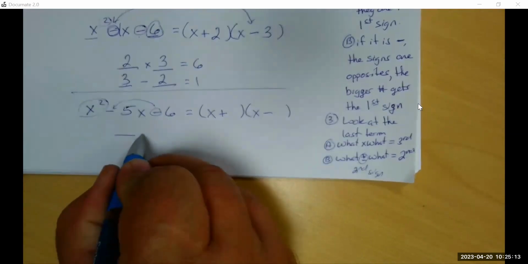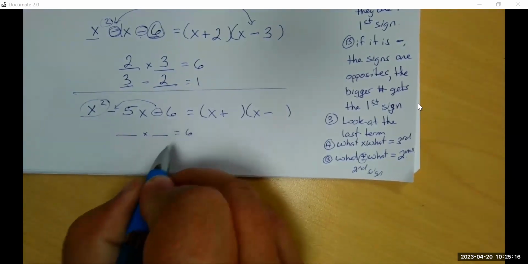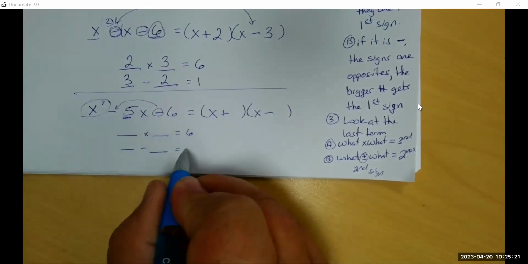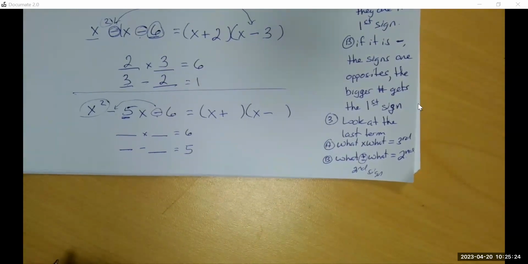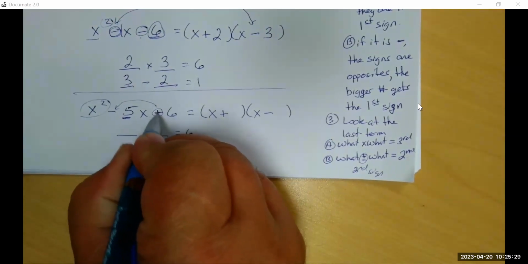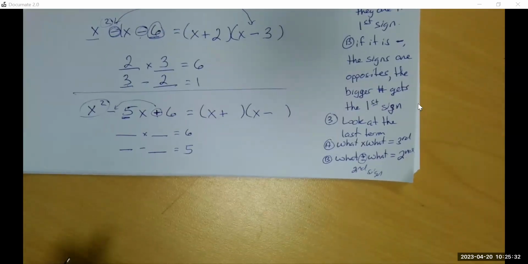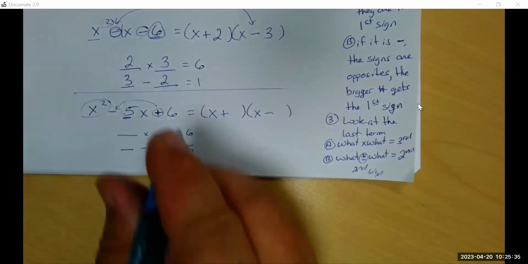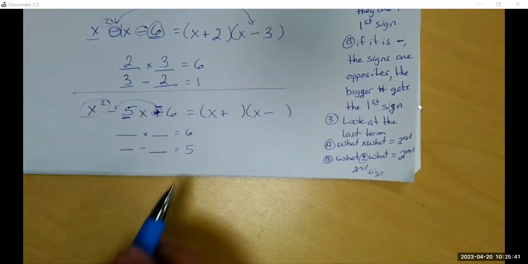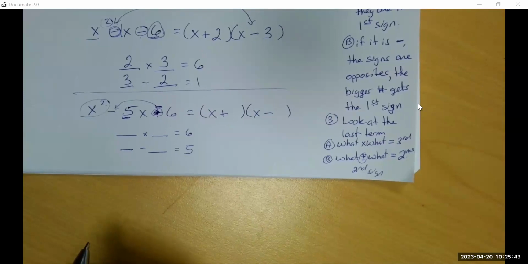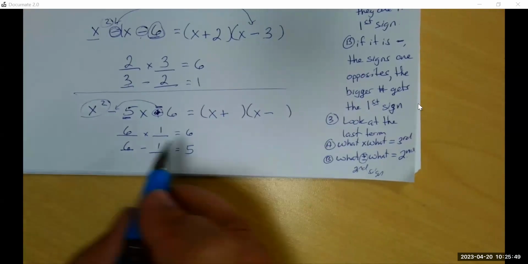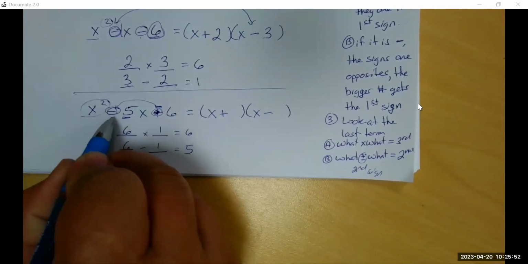So what times what equals 6? Because that's negative, what minus gives us this number? Or no, that should have been plus. It wouldn't work the other way. Yes, it would. So what times one is 6 when you subtract and you get 5? 6 times 1, 6 minus 1. So these are our two numbers. The bigger number gets the negative.